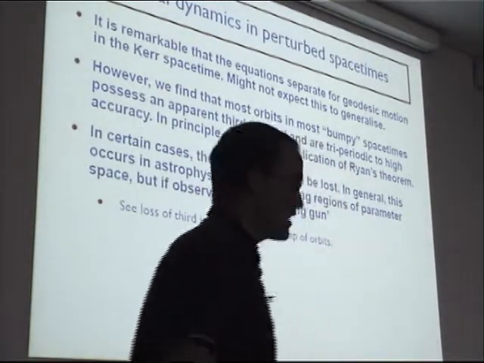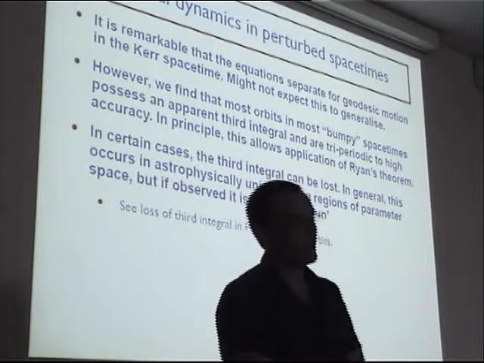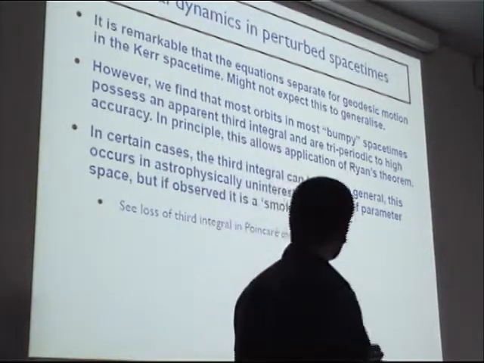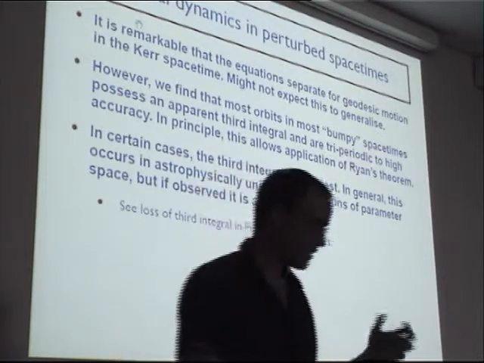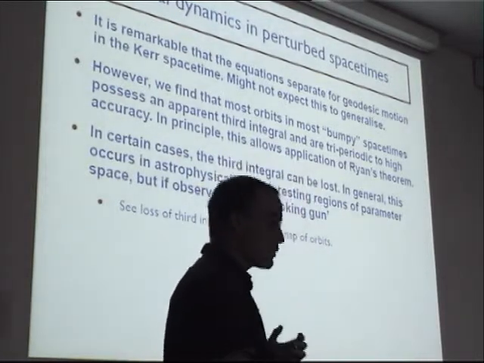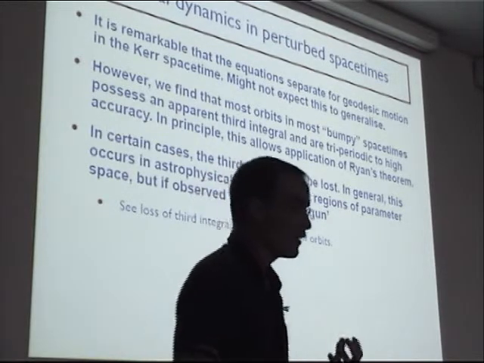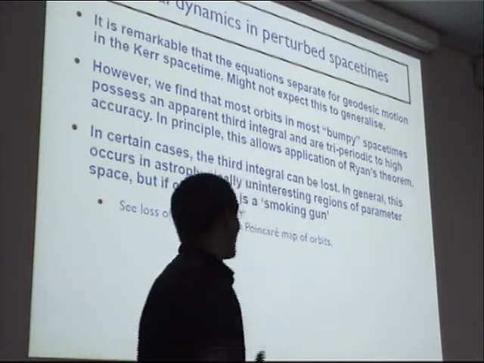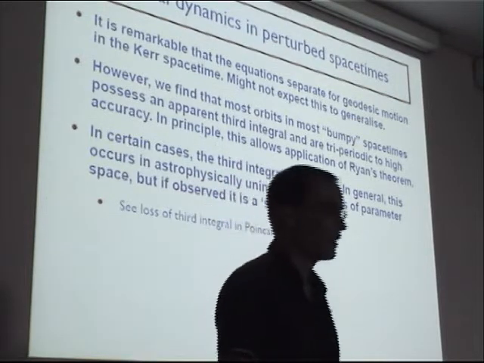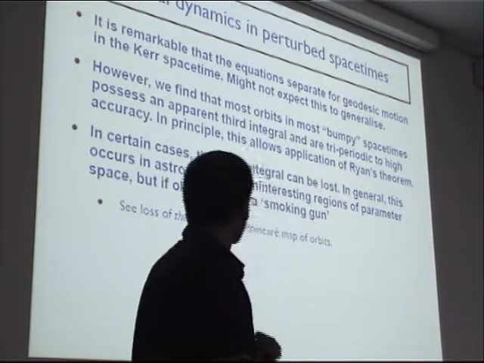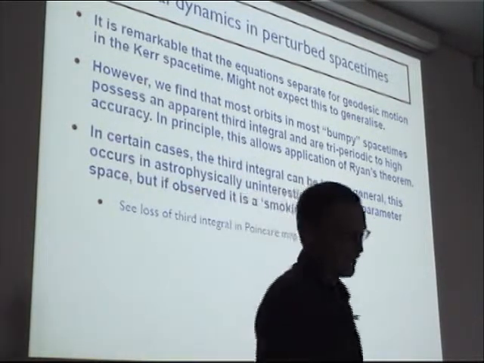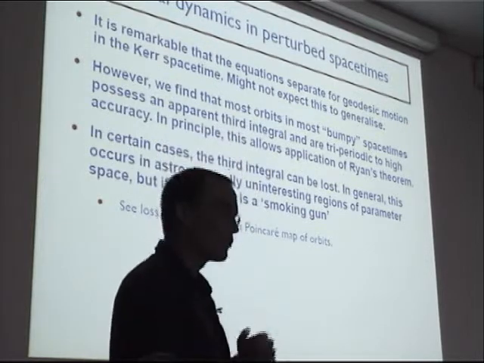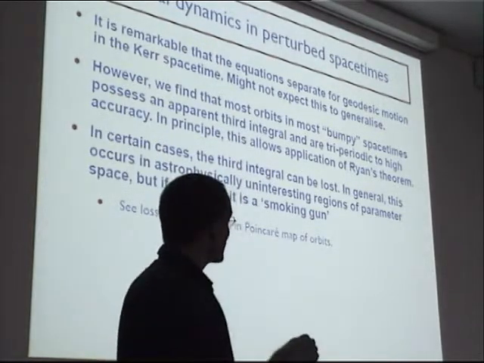So the fact that the equations of motion in Kerr separate was somewhat miraculous in a sense. Carter found a family of spacetimes in which the Hamilton-Jacobi equation separated, of which Kerr was one, but this was kind of fortuitous. So you might not necessarily expect this to generalize. However, when we examine the properties of orbits in these various families of bumpy spacetimes, you actually find that they do all possess an apparent third integral. And if you do a Fourier decomposition, you find that they're tri-periodic to high accuracy. So the only imprint, in that sense, of a perturbation to the central object is the changes in the orbital frequency, the precession frequency, and the orbital coupling frequency.